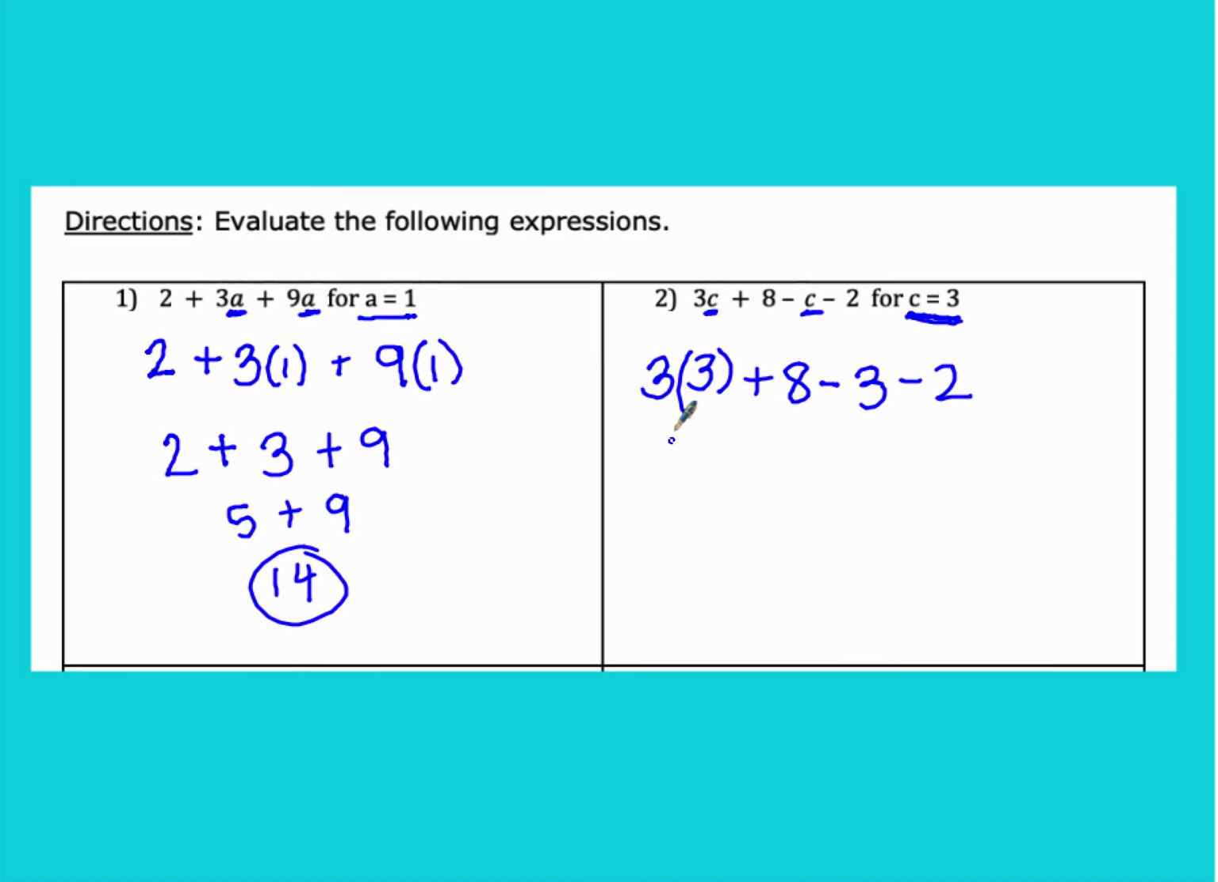So now using our order of operations, first thing we have to do is multiply. So we get 9 plus 8 minus 3 minus 2. Now the only operations we have left are addition and subtraction. So going from left to right, 9 plus 8 is 17, minus 3 is 14, minus 2 again, and our final answer here is 12.